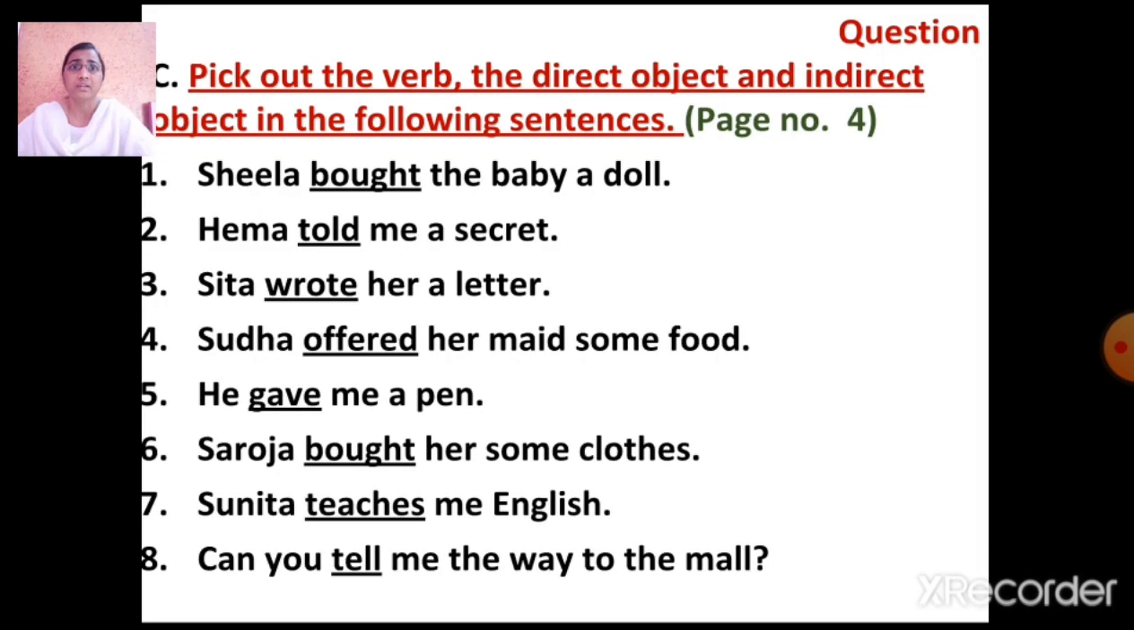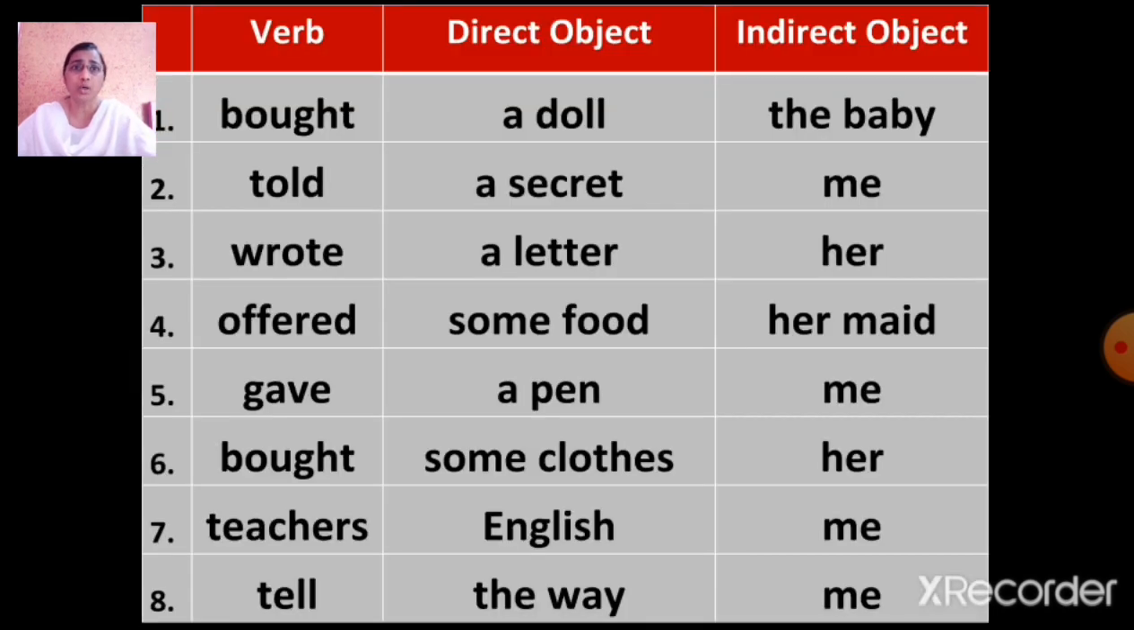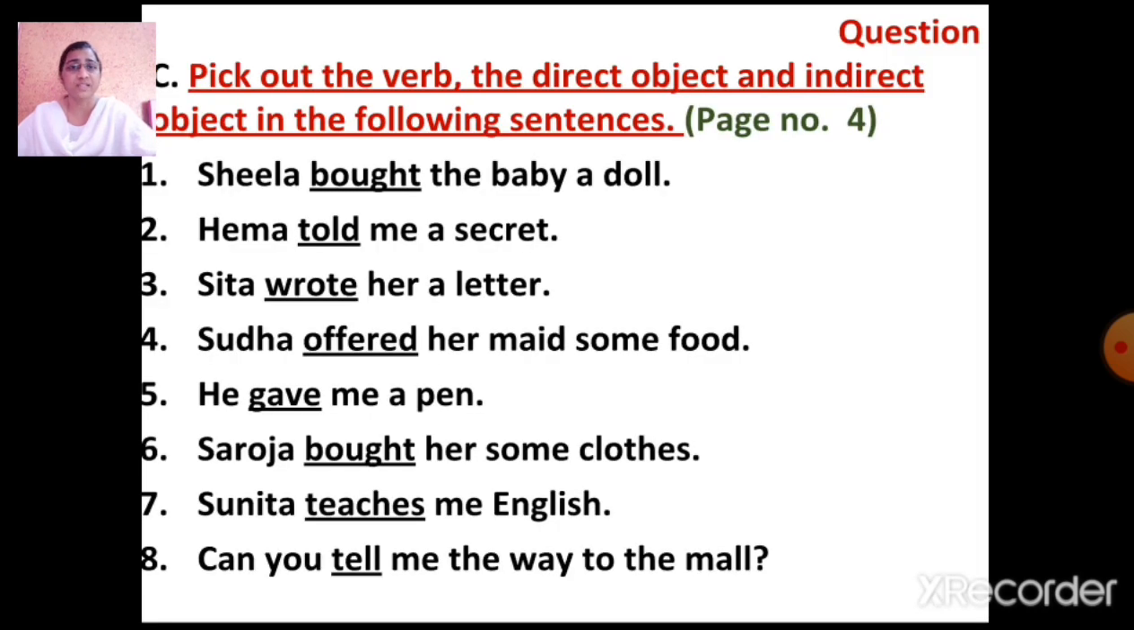Then, now let's move towards the fourth sentence. Sudha offered her maid some food. Now here, offered is verb. Then some food is direct object and indirect object is her maid. Now the fifth sentence is, he gave me a pen.